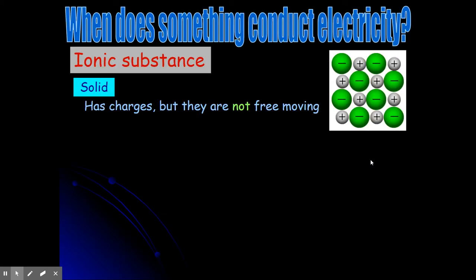As a solid, it does have charged particles. If you look at this drawing right here, it does have charged particles. But because it's a solid, these ions or these charges are locked into position, so they're not free moving. So if you take a solid hunk of salt and try to pass electricity through it, it won't work, because the ions don't have the ability to move. These things are locked in place, so it can't transmit the electrical pulse.